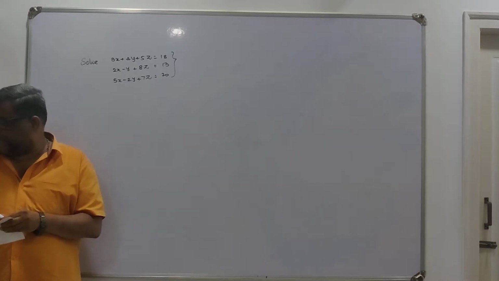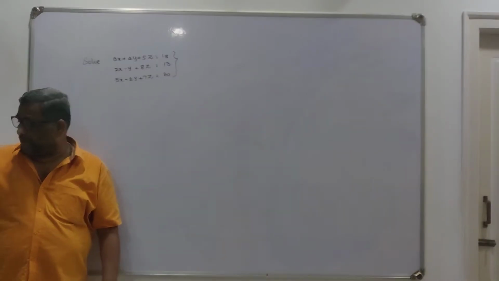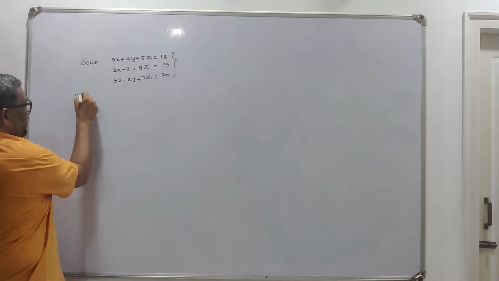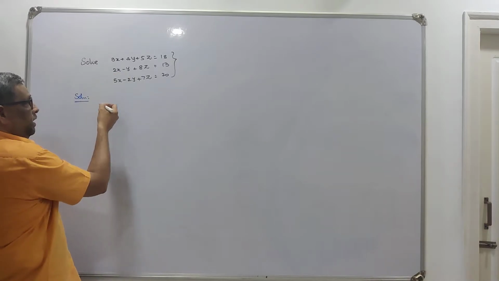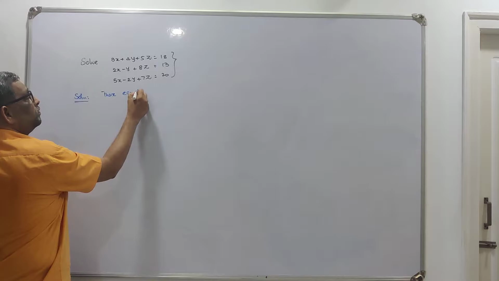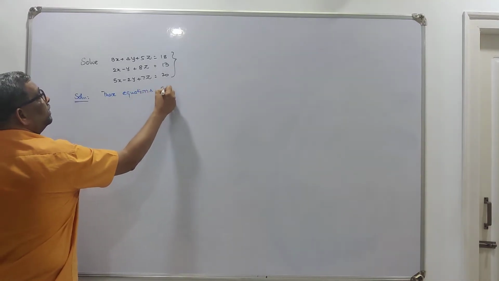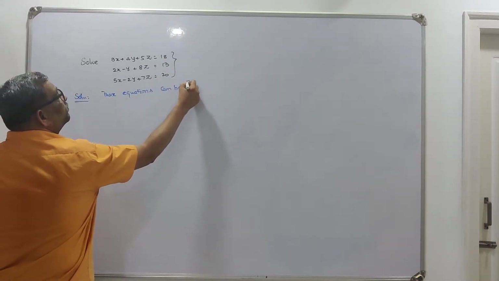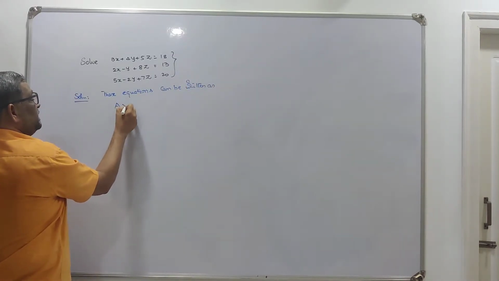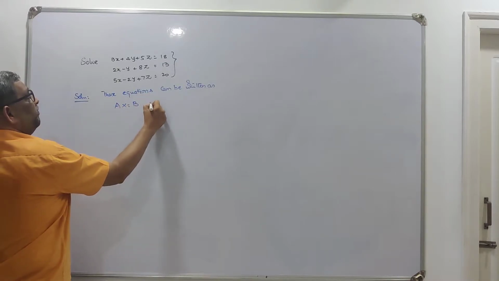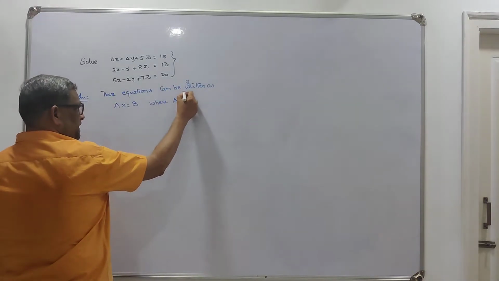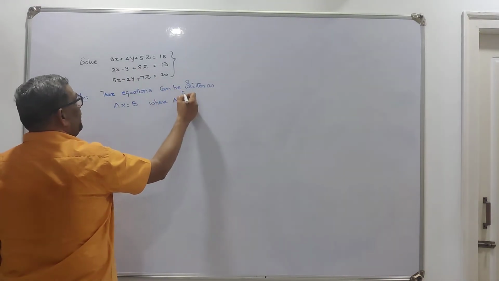First of all, we will solve these equations by Cramer's method. Before that, these are non-homogeneous equations. I will write these equations as Ax is equal to B, where A is the coefficient matrix, that is the matrix containing the coefficients of x, y, z.